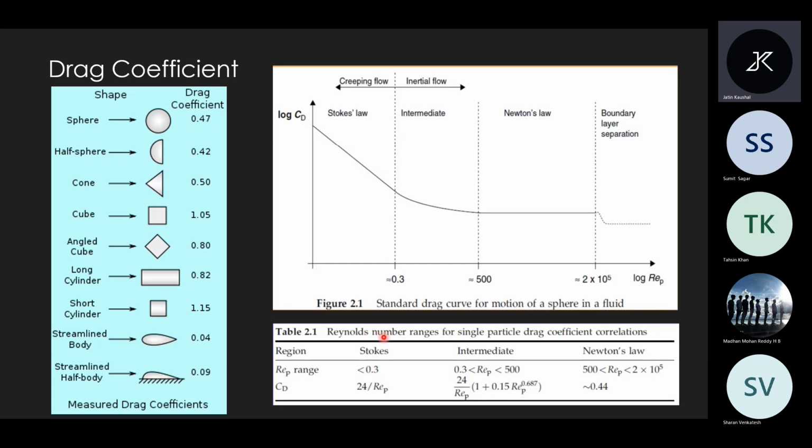And here are the Reynolds number ranges for the single particle drag coefficient correlation, if we have to find the drag coefficient value in the different regions of RE.